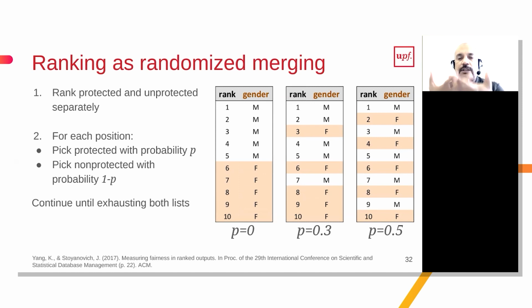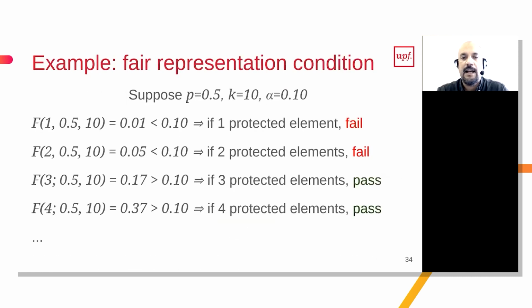And for that, you assume that the process is a process of randomized merging, where you will pick with a certain probability an item from one group, and with another probability an item from another group. The more you deviate from this ideal, from an ideal of a certain probability. Suppose you have 30% of women in your sample. The more you deviate from that 30%, the larger the unfairness that this list has.